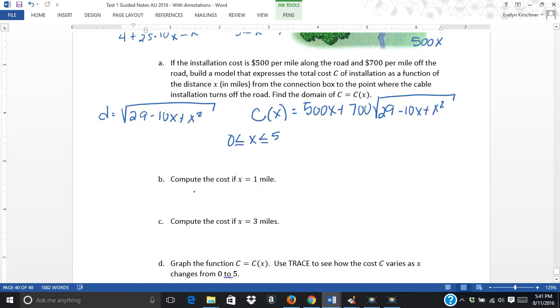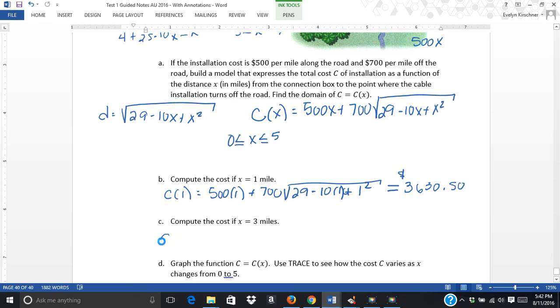So the first question after I found my function is, what's the cost if x is 1 mile? So C of 1 is 500 times 1 plus 700 times the square root of 29 minus 10 times 1 plus 1 squared. And go ahead, put that in your calculator and find the value. And that equals 3630.5.